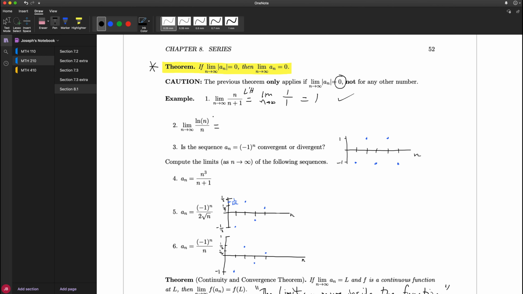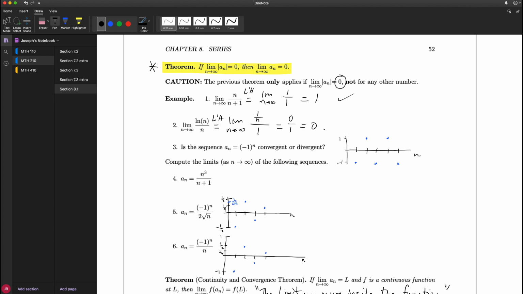Now this one, go ahead and try it on your own. This is infinity over infinity. So by L'Hopital's rule, well, just do the individual derivatives. So we get (1/n) over 1. And as n becomes very large, 1/n gets close to 0, and 0 over 1 is just 0.